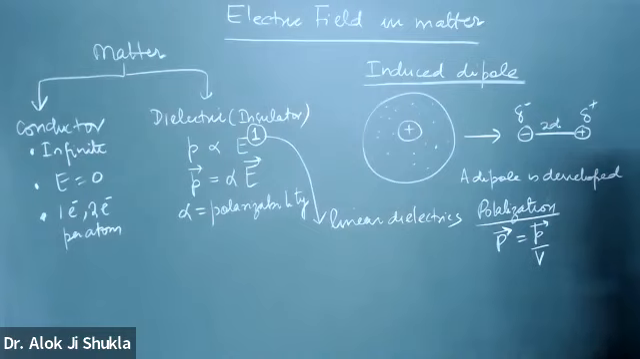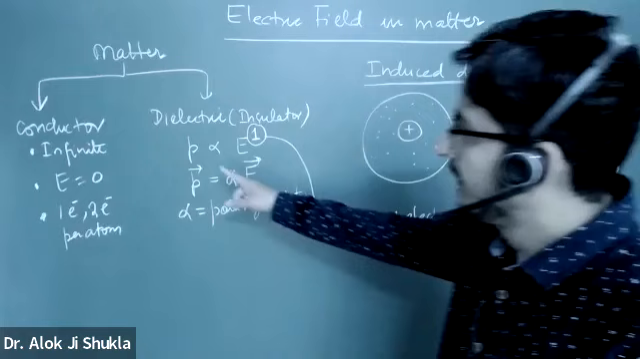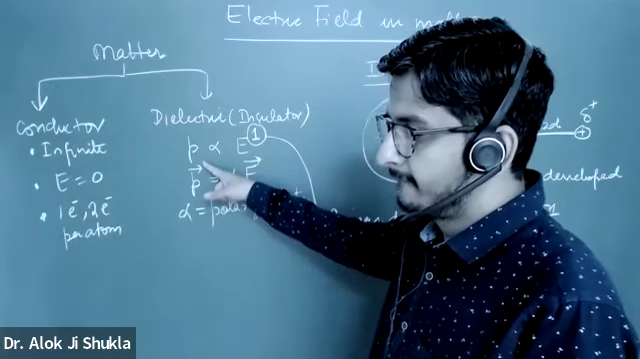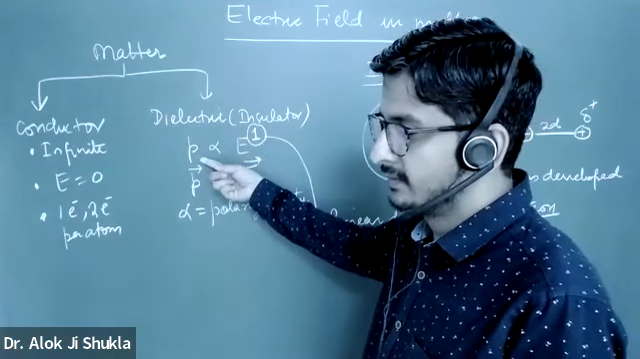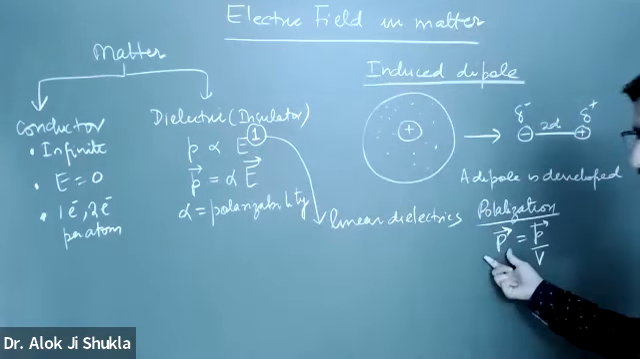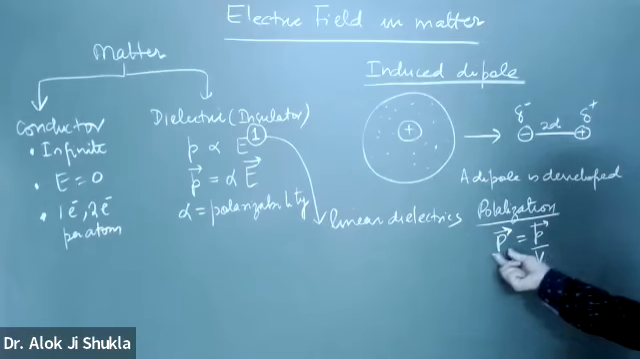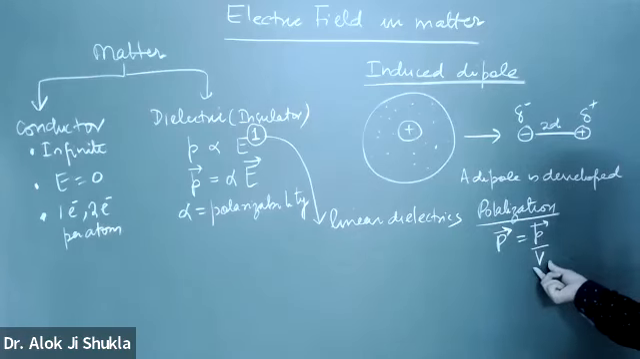Sir, what we have denoted as capital P and small p, these are polarization. What is small p? I think dipole moment. Fair. So that is dipole moment. And what is capital P? Sir, capital P is polarization. It is dipole moment per unit volume.